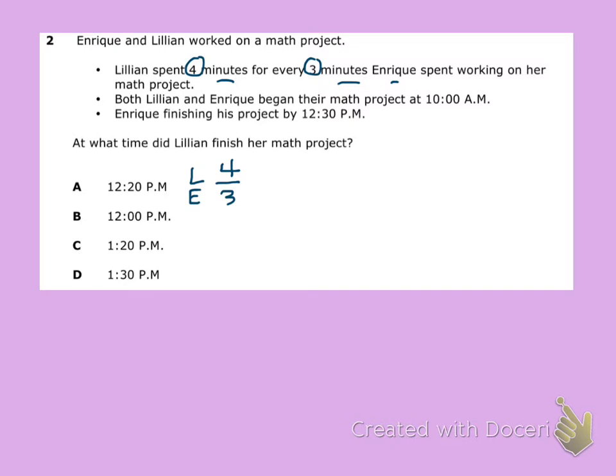Both Lillian and Enrique began their math project at 10 a.m. Enrique finished at 12:30. What time did Lillian finish? Okay, so they have a 4-to-3 ratio. They started at 10 a.m., so what time lapse is between 10 a.m. and 12:30? That would be 2.5 hours, right?